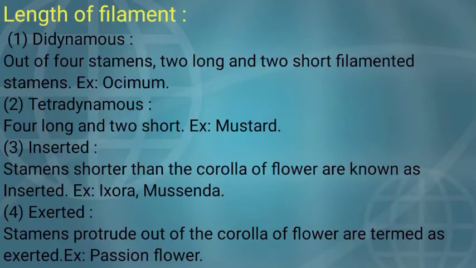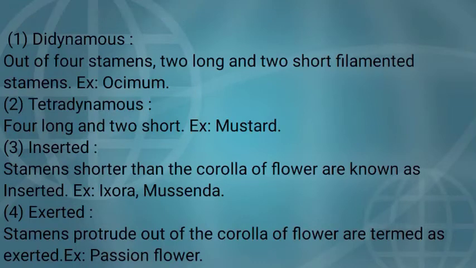In this condition, stamens are six. Among those, four are long and two are short. Example, mustard. Third one, inserted condition. In this condition, stamens are shorter than the corolla of flower. Example, Ixora, Mussaenda. Fourth one, exerted condition. In this condition, stamens protrude out of the corolla of flower.